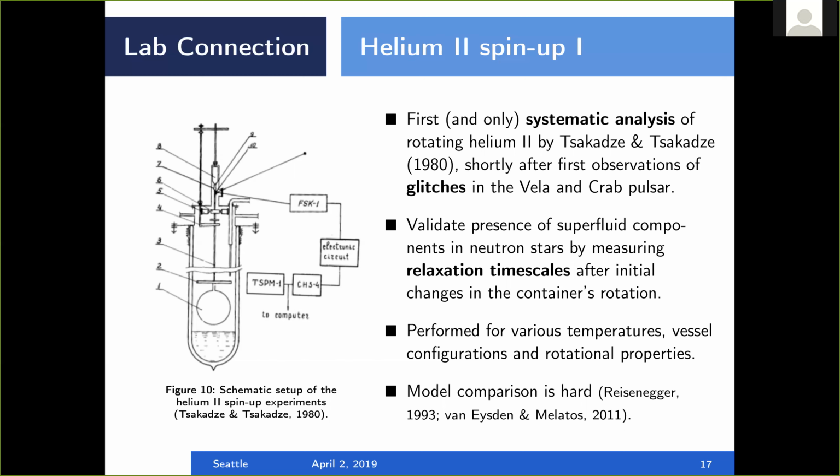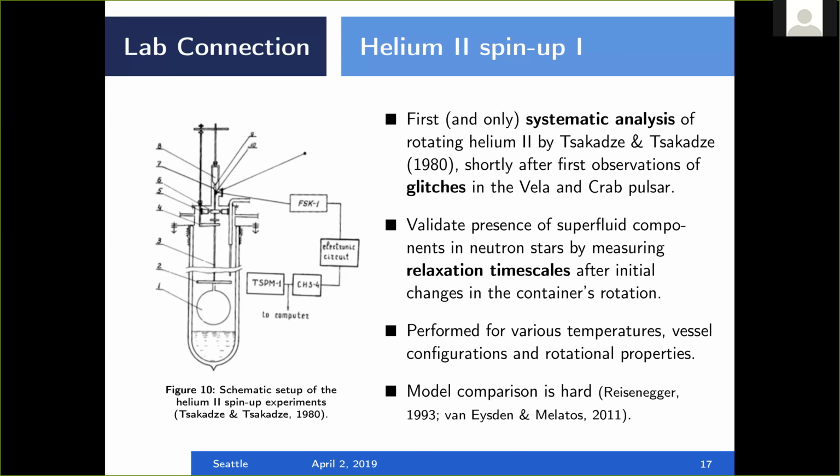They had a cryostat, a helium bath, and a vessel that they could dip in, move back up, spin up, and then let evolve freely. And there's a tiny mirror somewhere, I think here, that they shone a light on, and they recorded how fast this rotates. So they did these spin-up and spin-down experiments in a very systematic way, by looking at various temperatures, vessel configurations, and rotational properties. And it was the only time that experimentalists really built a dedicated experiment motivated by astrophysics.